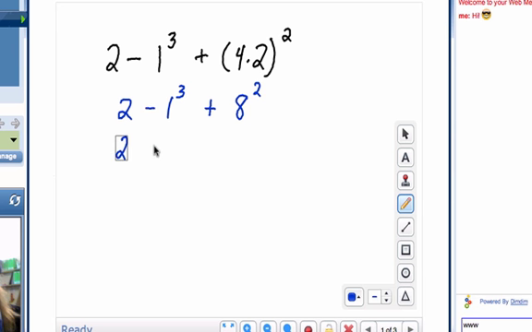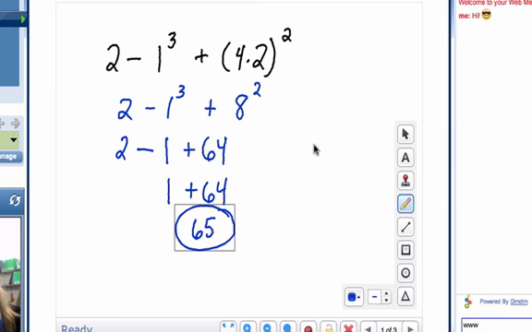So 2 minus, and this minus is not included in this 1. There's no parentheses around it, so it's just positive 1 raised to the third power. So 1 times 1 times 1 is 1, plus 8 squared, that's 8 times 8 is 64. Now we can work from left to right. We only have addition and subtraction left, so we're going to work from left to right. So we do 2 minus 1 first, which is 1, plus 64. 1 plus 64 is 65.